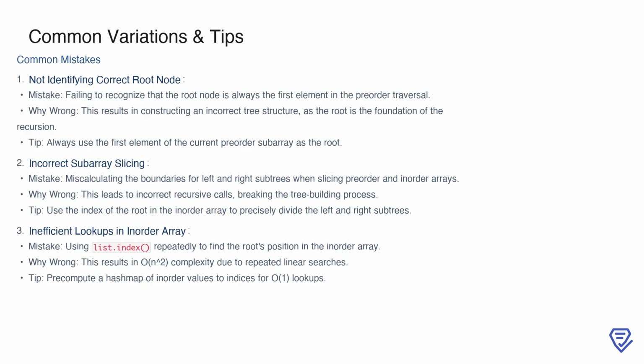If you rely on repeated calls to list.index to find the root's position, the time complexity balloons to O(n squared). Instead, pre-compute a hash map of inorder values to their indices, allowing O(1) lookups and significantly speeding up the process.